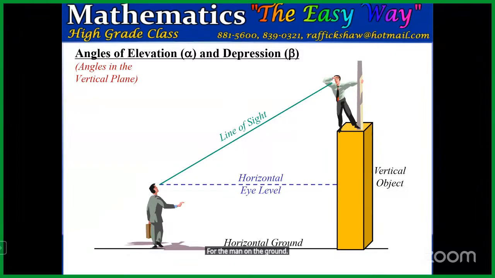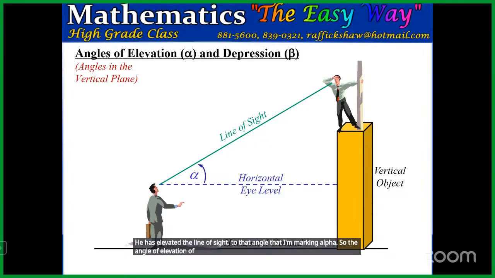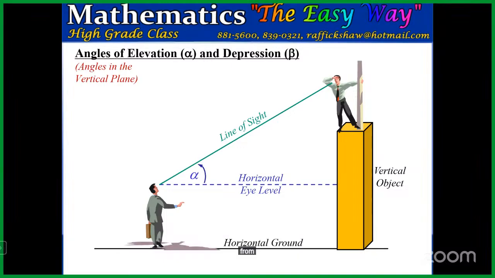So if he was not looking up, it's almost like he would be looking horizontally. All right, and he has elevated his line of sight to that angle there that I've just marked alpha. Look at it again. He has elevated his line of sight to that angle that I'm marking alpha. So the angle of elevation of the man at the top of the tower from the man on the ground is alpha. That's the angle of elevation of the man at the top from the man on the ground. The angle of elevation is alpha.